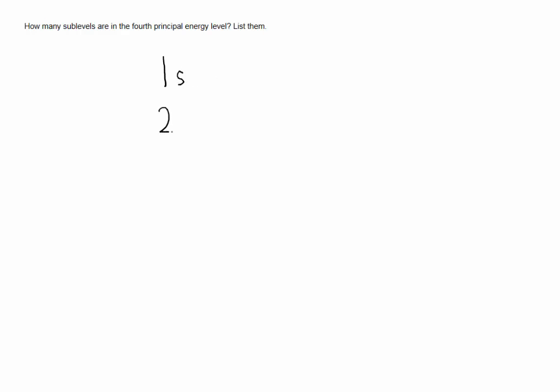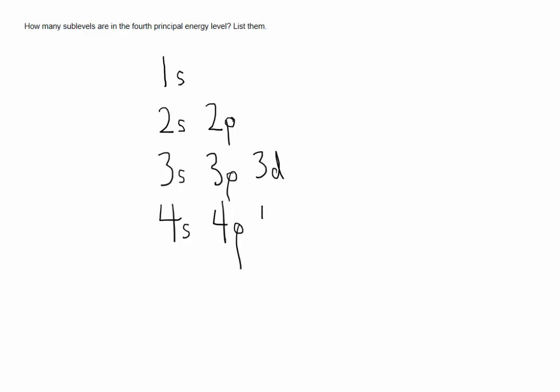The second principal energy level, you should know there's a 2s and there's a 2p. The third energy level, there's a 3s, there's a 3p, and the first d sublevel is a 3d. And then finally, the fourth energy level, there's a 4s, a 4p, a 4d, and there is a 4f.